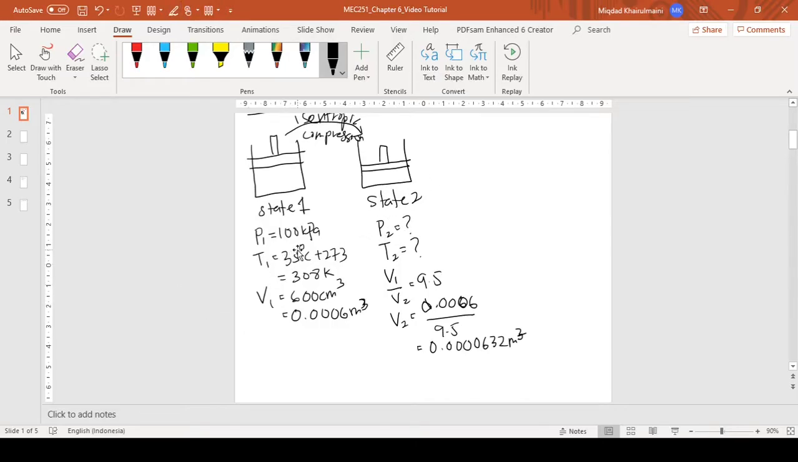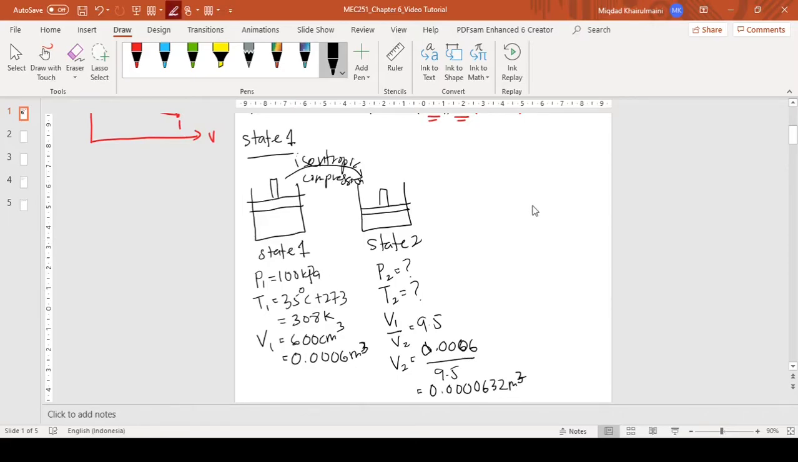And then we have state 3, which is the constant volume process, so the position of the piston is the same as state 2. The pressure at state 3 we have to find, and the temperature at state 3 we have to find. The volume at state 3 is the same as the volume at state 2, because it's a constant volume heat addition process. So the process here is the isochoric heating.